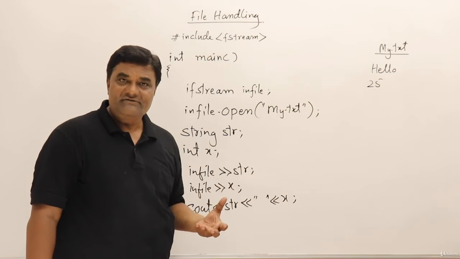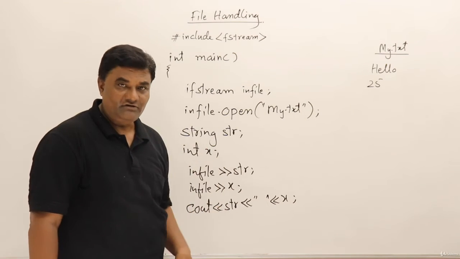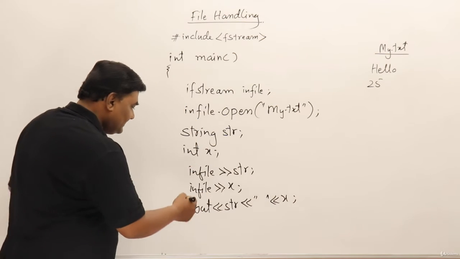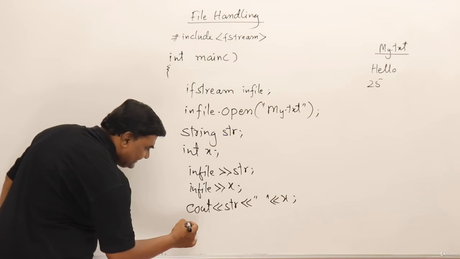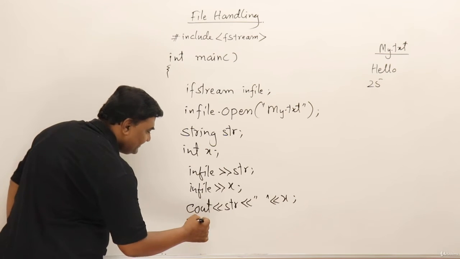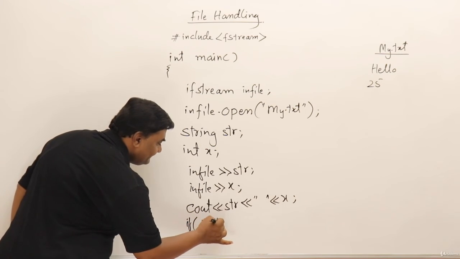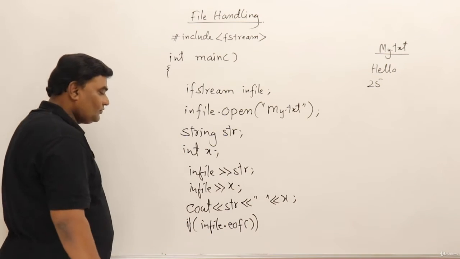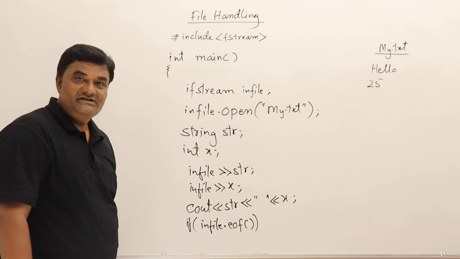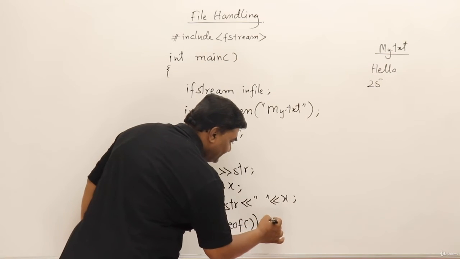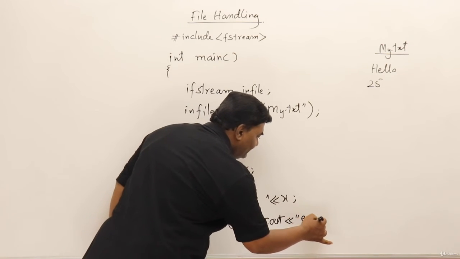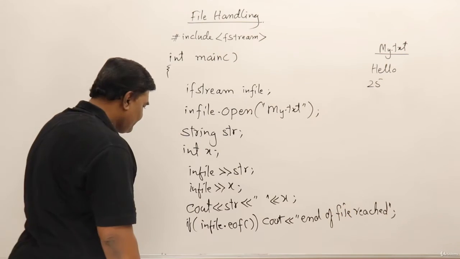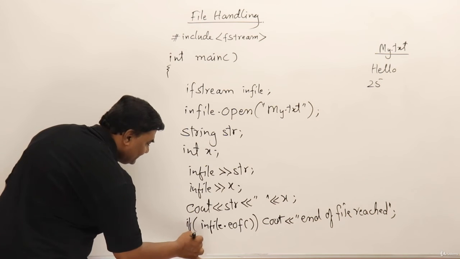But one thing, once you have finished reading this, we have reached the end of the file. Sometimes we need to check whether we have reached the end of a file or not. So let us check how to know end of file or not. There is a function available. Again I will write one condition here: if inFile dot eof. This will return true if the end of file has reached. Then in the same line I will write cout end of file reached. Then finally inFile I will close.